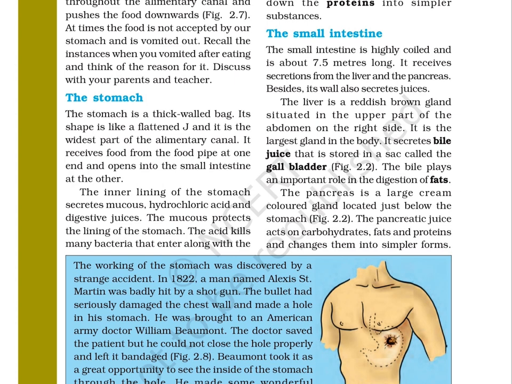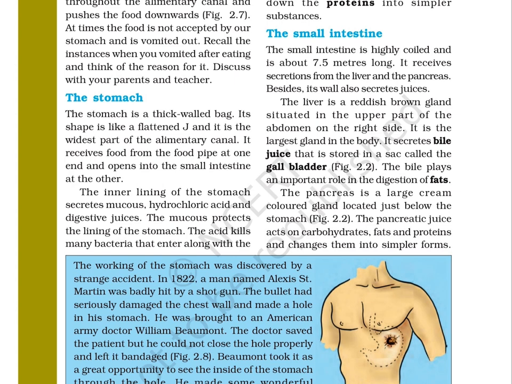It is the largest gland in the body. It secretes bile juice that is stored in a sac called the gallbladder. We can observe this in figure 2.2. The bile plays an important role in the digestion of fats.